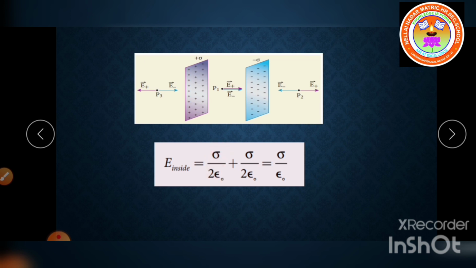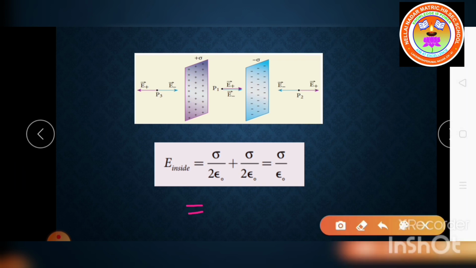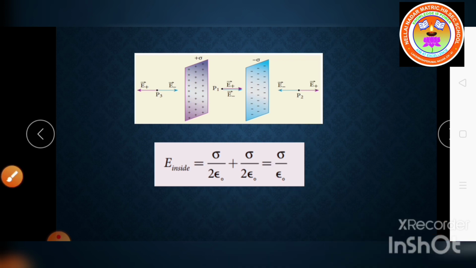For the infinite sheet, sigma by 2 epsilon naught. So due to the positive charge, sigma by 2 epsilon naught. Due to the negative charge, again listen, sigma by 2 epsilon naught. Okay, so now add these two values. What are you getting here? In the numerator, that is equal to 2 sigma by 2 epsilon naught. So 2 will be cancelled. We will get the answer E inside is equal to sigma by epsilon naught.